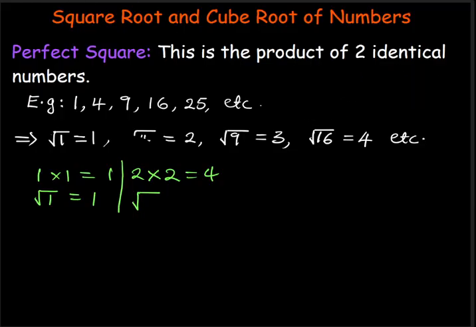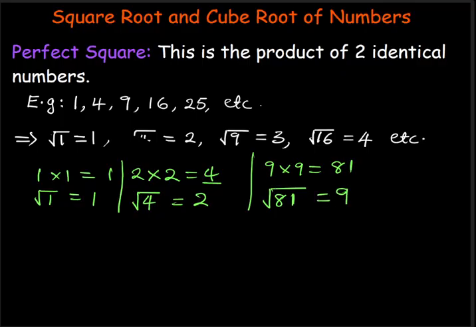So let's see. 2 times 2 is equal to 4, meaning that the square root of 4 will give us what? 2. And then 9 times 9 is equal to 81. And then the square root of 81 is equal to what? 9. So take note, it is from the perfect squares that we will now have square root. Perfect squares really work for the whole numbers. Take note, perfect squares are used for the whole numbers.